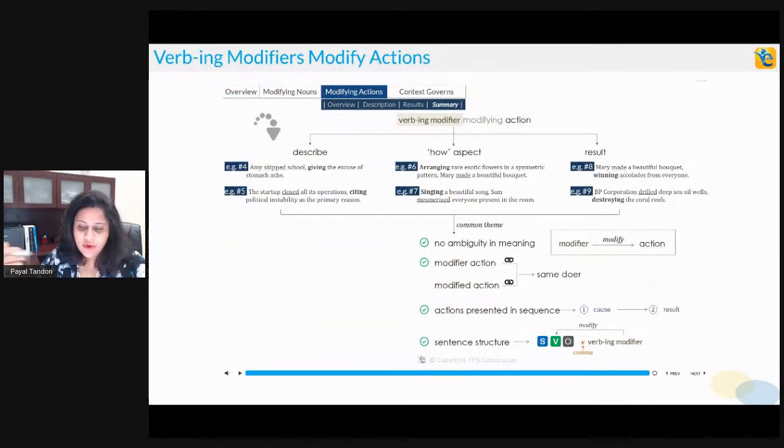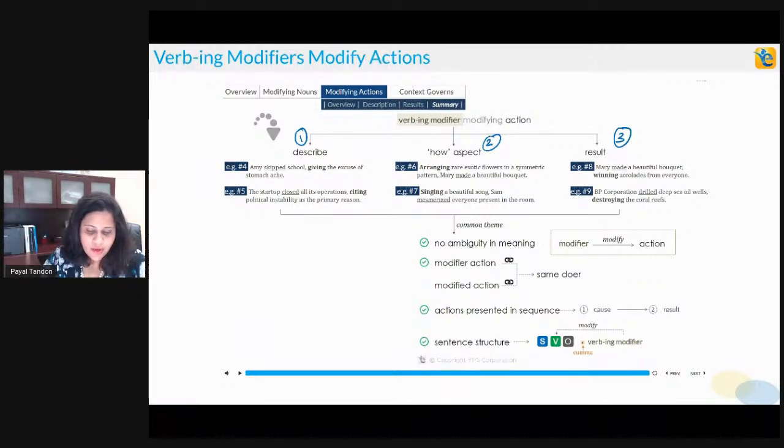Now here you have verb-ing modifiers modifying actions. I'm just going to read through these examples real quick to make sure that all of you are on the same page. We talked about three aspects of it. How do these modifiers modify actions? The first one was generic description. Let's take a look at this. Amy skipped school, giving the excuse of stomachache. That's a very generic description, right? She gave the excuse of stomachache, and that's how she basically skipped school.